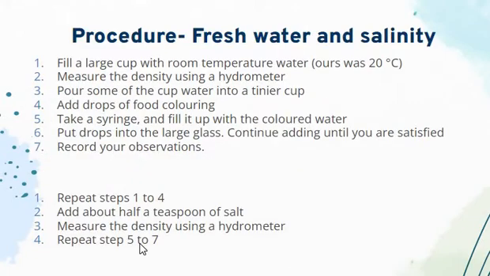Procedure. Fill a large cup with room temperature water, ours was 20 Celsius. Measure the density using a hydrometer. Pour some of the cup water into a tinier cup. Add drops of food coloring. Take a syringe and fill it up with colored water. Put drops into the large glass. Continue adding until you are satisfied. Record your observations. The next part is for the salinity experiment.